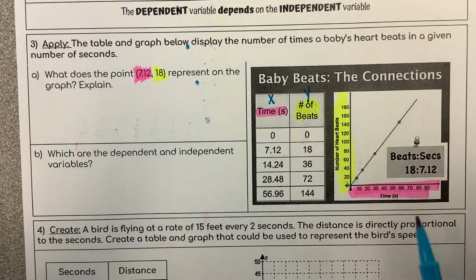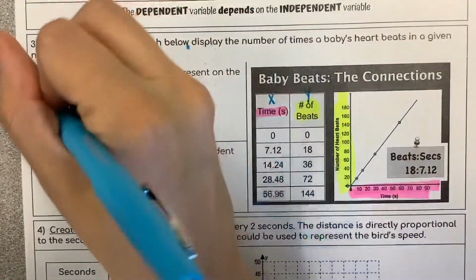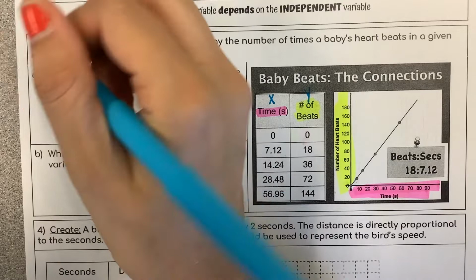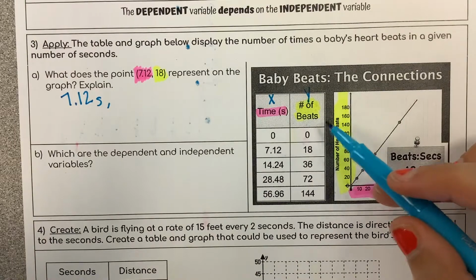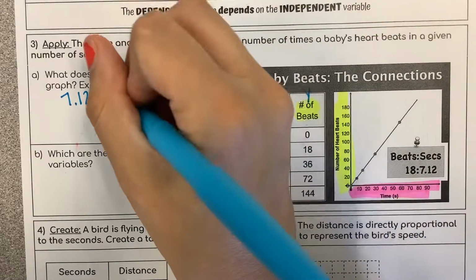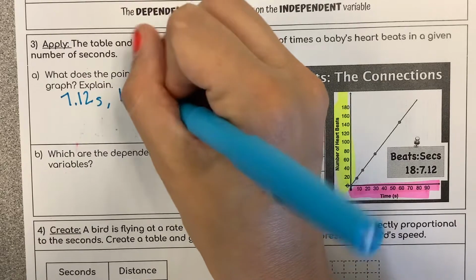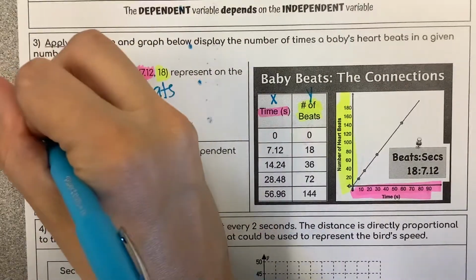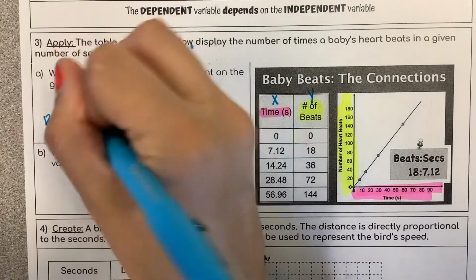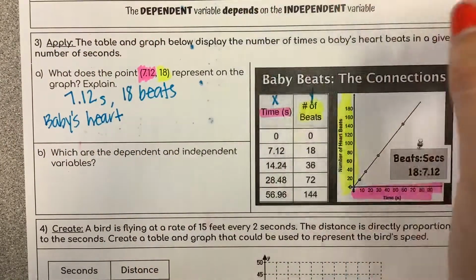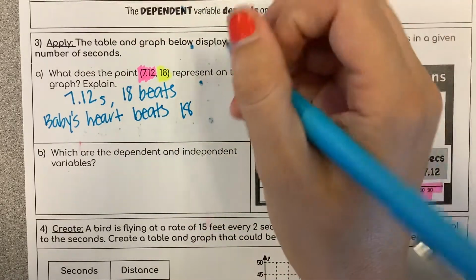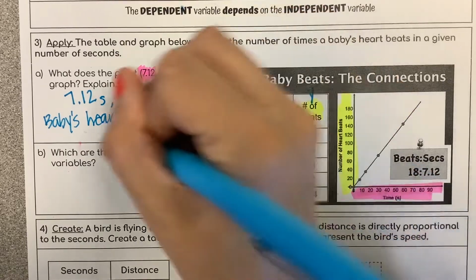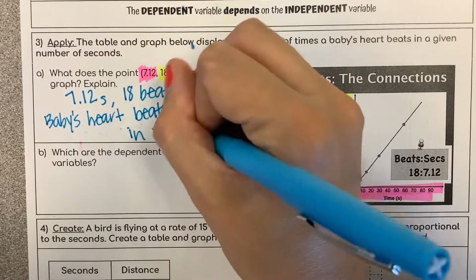So 7.12 is referring to the x value, which is time in seconds. So it means 7.12 seconds, comma, 18 is the y, which is representing the beats, 18 beats. So in an actual sentence form, it means the baby's heart beats 18 times in 7.12 seconds.